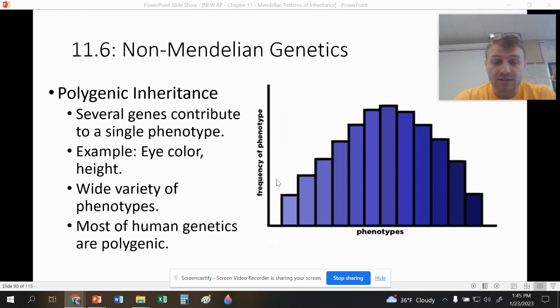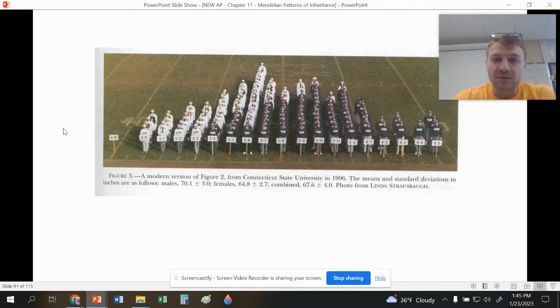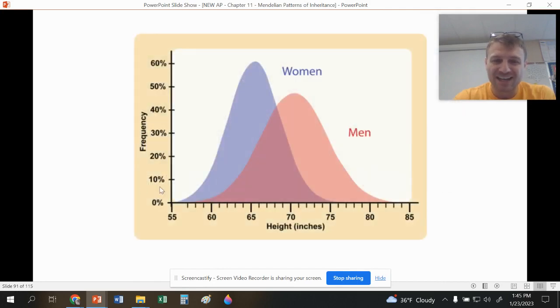Now, what this shows us is that there are many different phenotypes. So it's not like we have tall and short humans. We have many different sizes of humans. I think the next one, yeah, here we go. You can see that bell curve here. We're going to bring that bell curve back. Yeah, there's that bell curve, showing that there are many different phenotypes of humans.